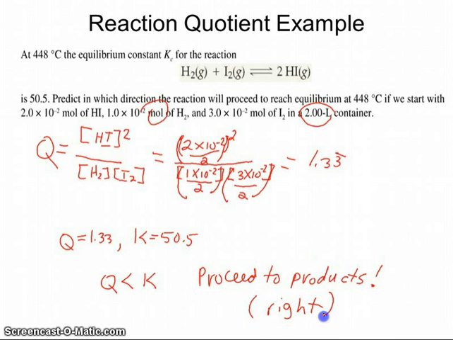You'll hear me say that a lot. Proceeds to the right, proceeds to the left. That's what I'm talking about, to the right side of the reaction arrows.